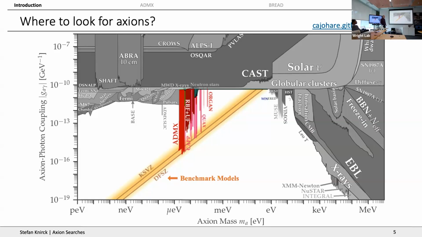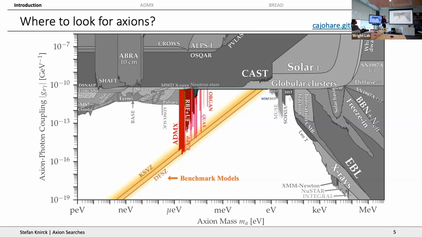And these are really the only kind of laboratory experiments that go down to this yellow band, which are the benchmark QCD axion models, which would solve the strong CP problem. The other wide range are axion-like particles, which behave like axions, but don't necessarily solve the strong CP problem. Okay, so this is where we want to search.